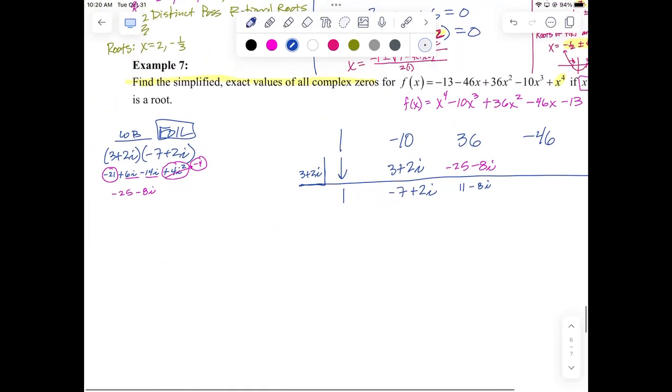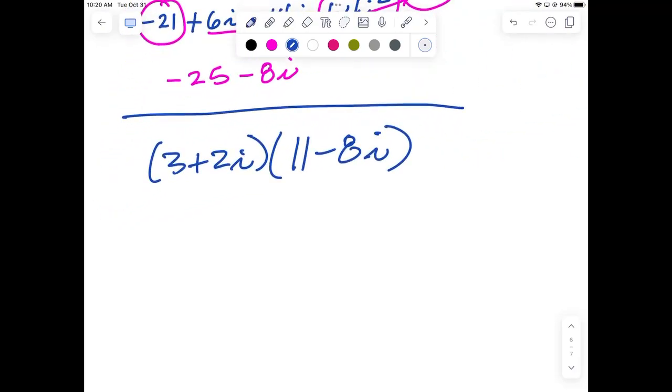Guess what I get to do again off to the side? More foiling. So 3 plus 2i, this time times 11 minus 8i. And here we go. Distributing the 3, we get 33 minus 24i. Distributing the 2i, we get plus 22i minus 16i squared. And this is probably where you start thinking to yourself, I'm doing this wrong. The numbers are weird. I'm doing it wrong. But no, have faith. Keep going.